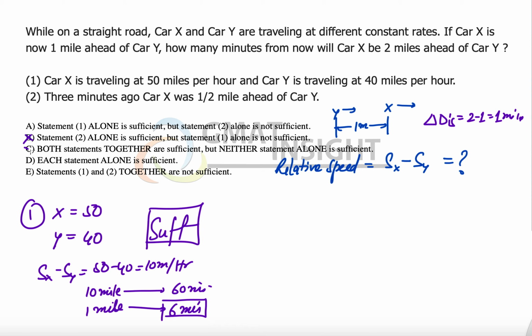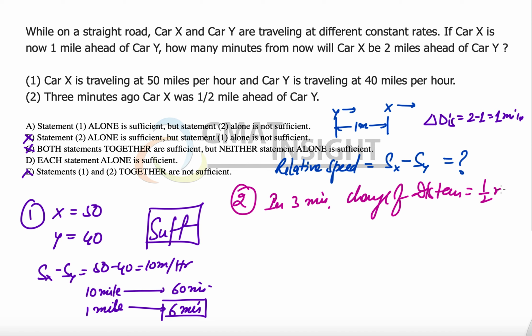So the answer of this question has to be either option A or option D. Now let's look at the second statement, which says 3 minutes ago car X was half a mile ahead of car Y. That means in 3 minutes the change of distance between X and Y is equal to half a mile. That means a change of 1 mile will come between them in 3 times 2, that means in 6 minutes.